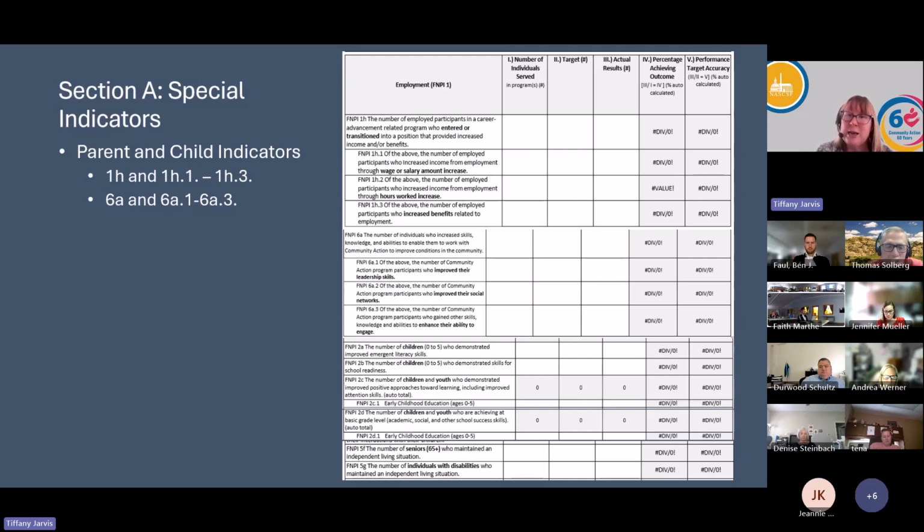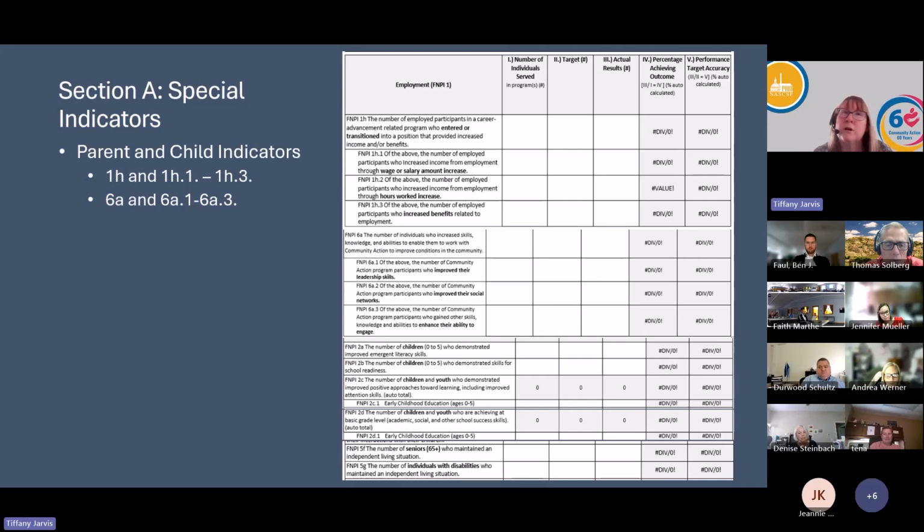6A is an unduplicated number of individuals who achieved, that were part of your career advancement related program, who increased something. Maybe it was increased income, maybe it was increased benefits. It doesn't matter at this point in time. 1H is an unduplicated number of individuals that participated in your career advancement related program. And of those, how many increased their income through a salary or wage increase? How many increased their hours? Maybe they got more money because now they're working more hours. And of those, how many increased their benefits?